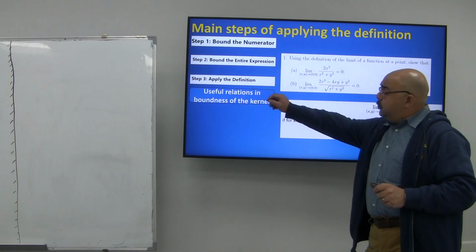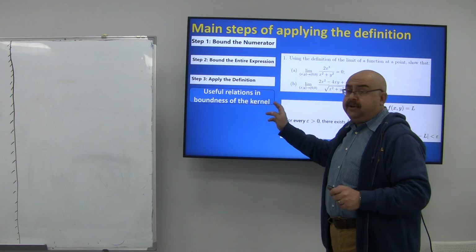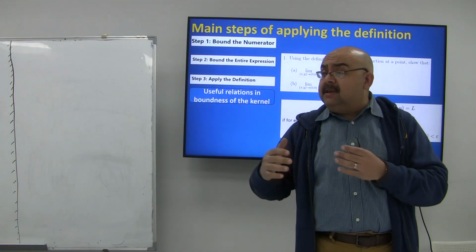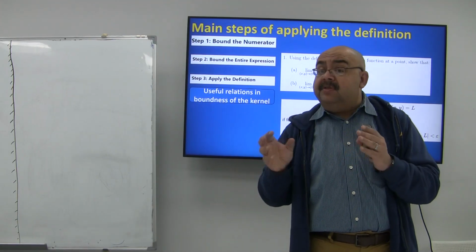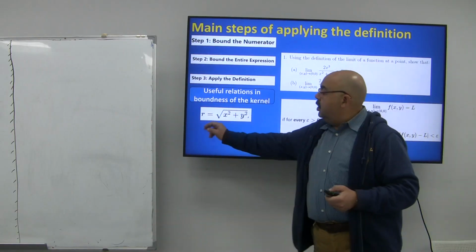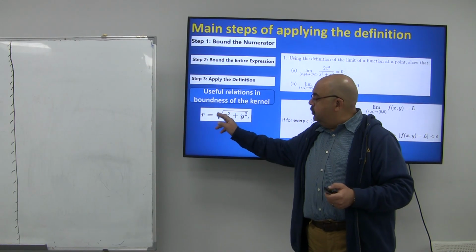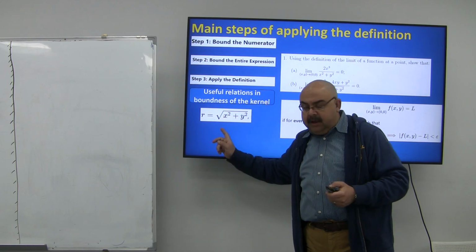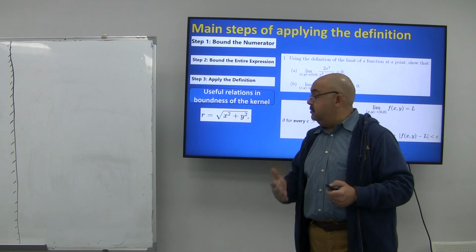Also, there are useful relations in the boundedness of the kernel. As I told you, that's a summary of all that happened previously. So I need these statements to be in mind at all times. First of all, remember that r is equal to the root of x squared plus y squared. That's an equal sign, and you already know that better than me.